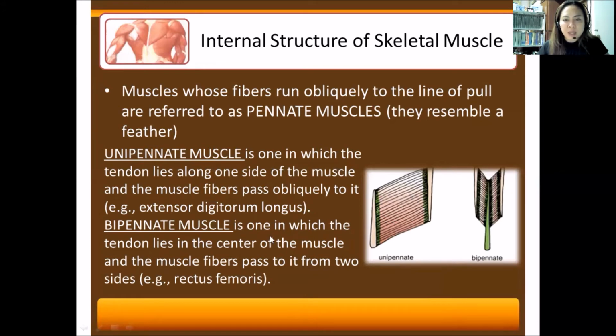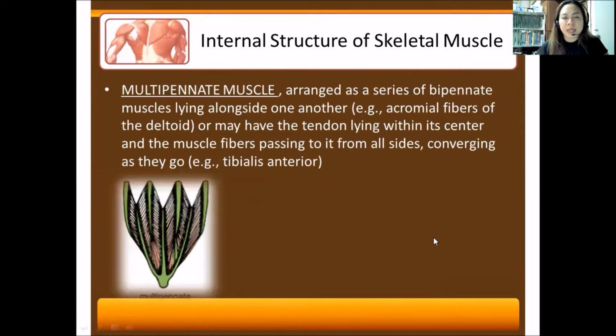Pag bipennate naman is one in which the tendon, etong green, nasa gitna. The tendon lies in the center of the muscle and the muscle fibers pass to it from two sides. Merong nandito, merong nasa kabila. Just like your rectus femoris. So rectus femoris is an example of a bipennate muscle. Extensor digitorum longus is an example of a unipennate muscle. Okay, remember that one.